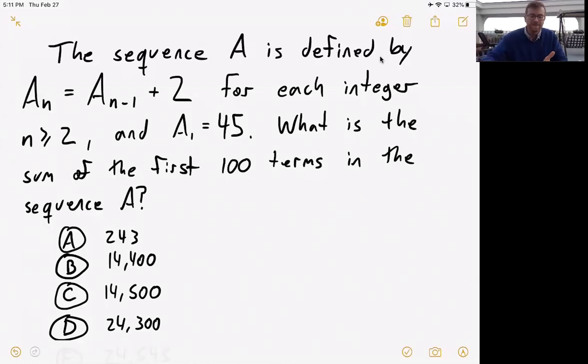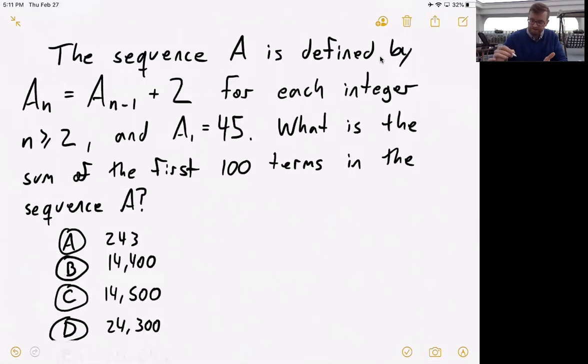Anyways, to the problem, here it is. It says the sequence A is defined by a sub n equals a sub n minus 1 plus 2 for each integer n greater than or equal to 2, and A1 is 45. What is the sum of the first 100 terms in the sequence A? And it gives you these options.